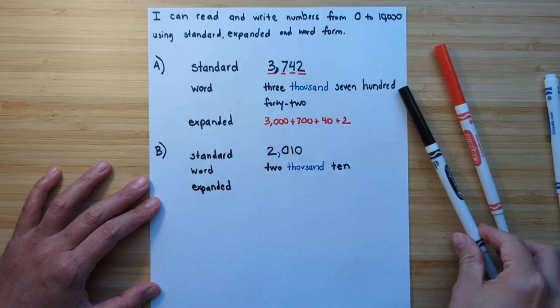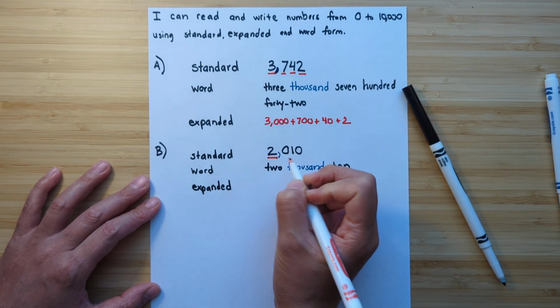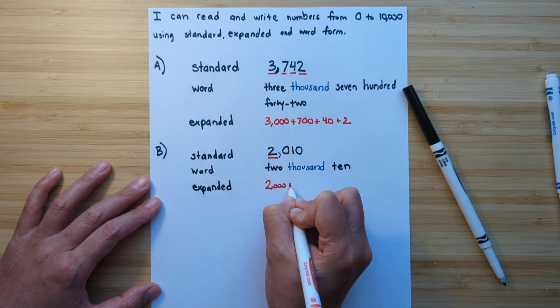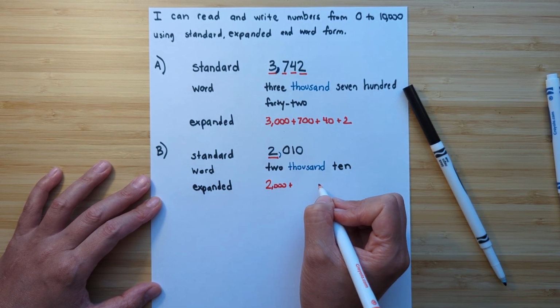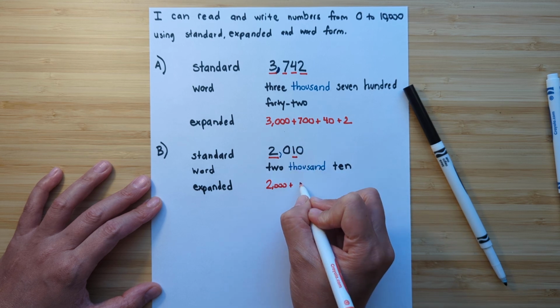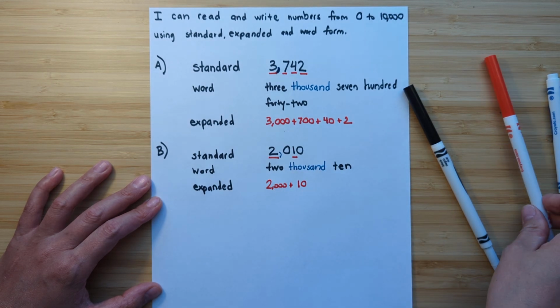And then expanded form, I'm going to underline digit by digit. So 2, that's a 2,000 plus. There's nothing in the hundreds place, so I don't have to write 0. And in the tens place, there is something. So 2,000 plus 10. That's the expanded form.